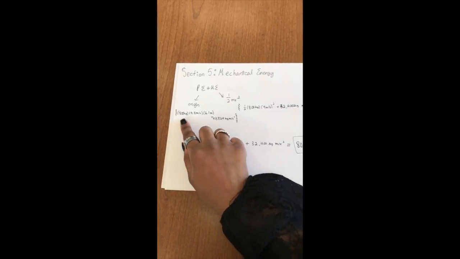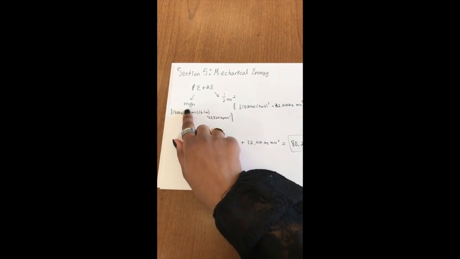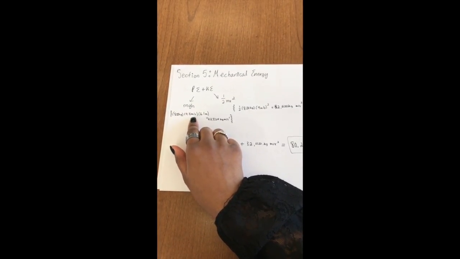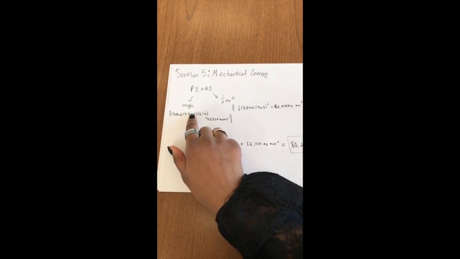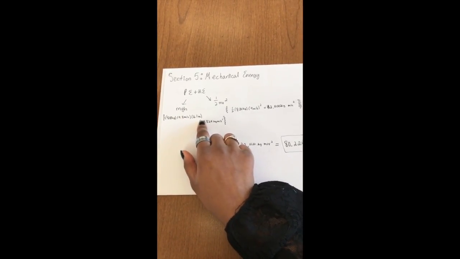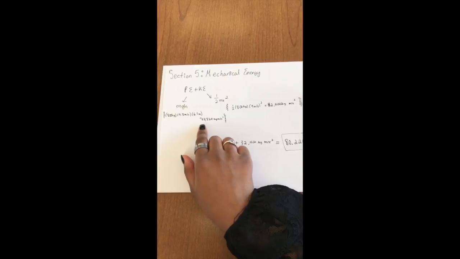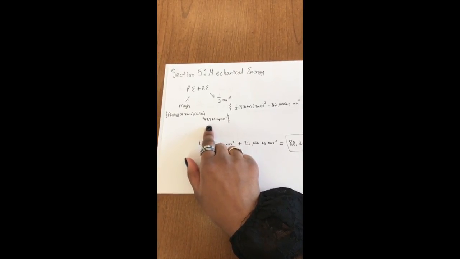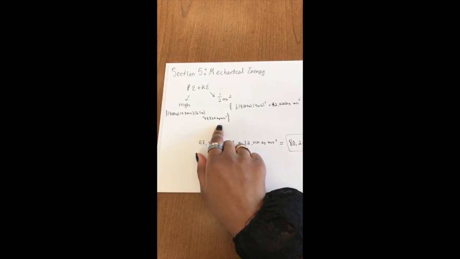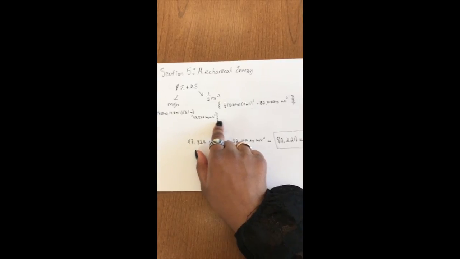So for potential energy, we're going to have 800 kilograms, which will be our mass, times gravitational acceleration, 9.8 meters per second squared, times the height, 6.1 meters. And all of that is going to equal 47,824 kilograms meters per second squared.